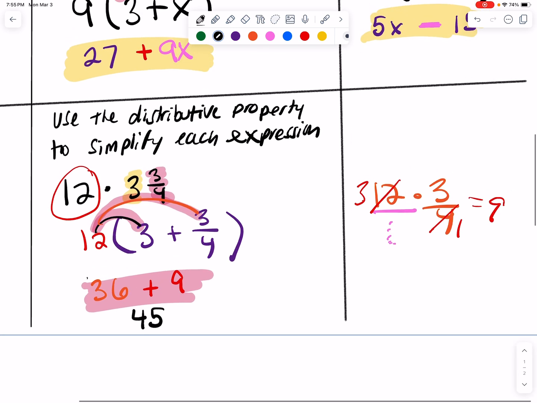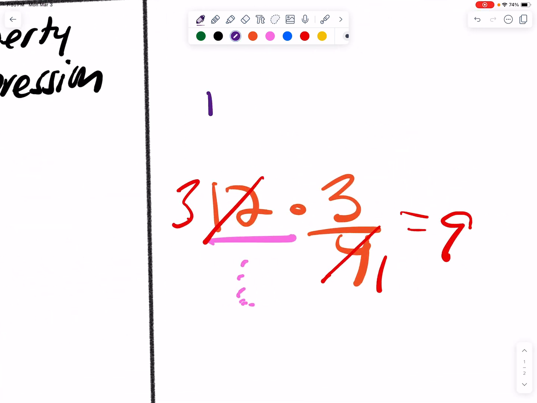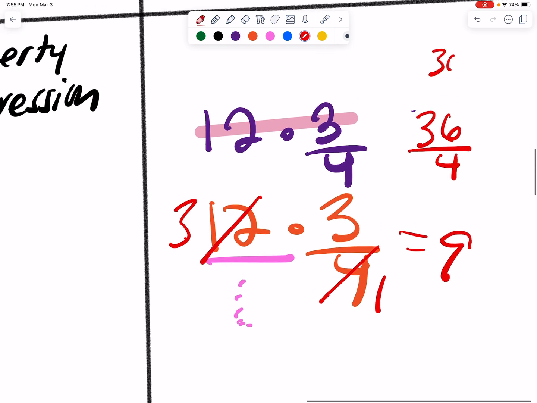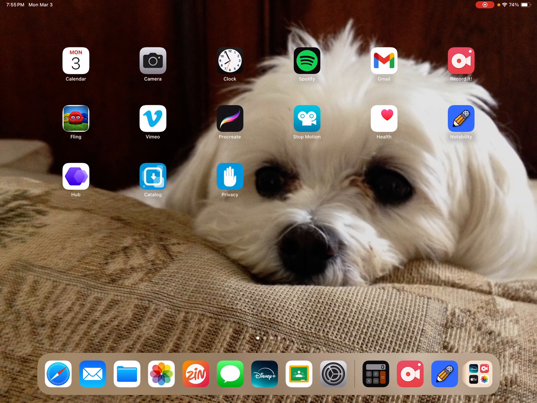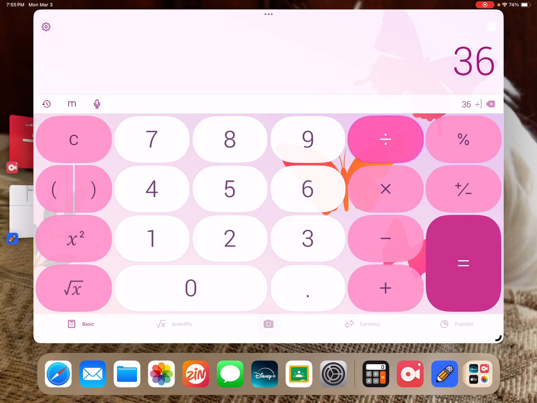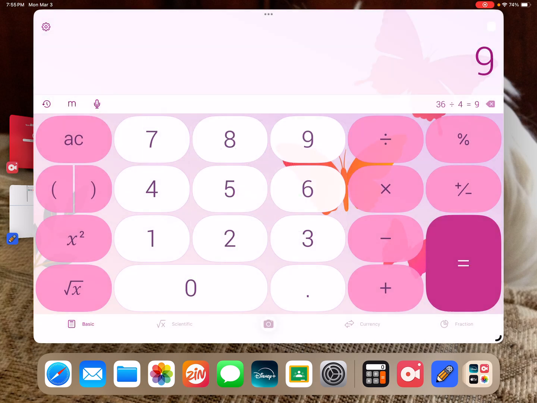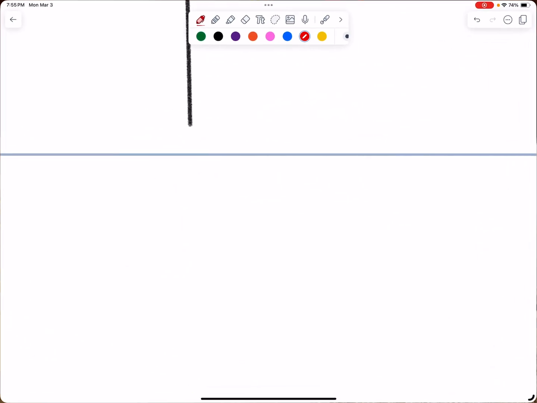Another trick that I can show you for something like multiplying fractions, okay, is you can just multiply across, which is 36, and then divide by 4. Wait. 36 divided by 4. Let's use our calculator. 9! Loving the calculator? Yes. Okay, so it's 9, so I can do it that way.